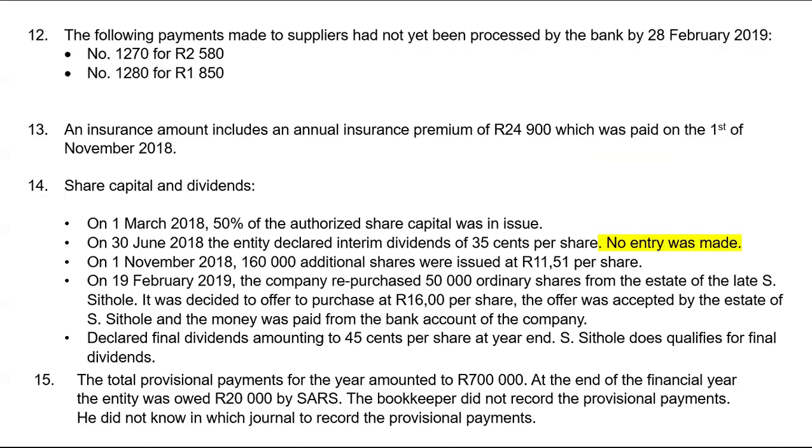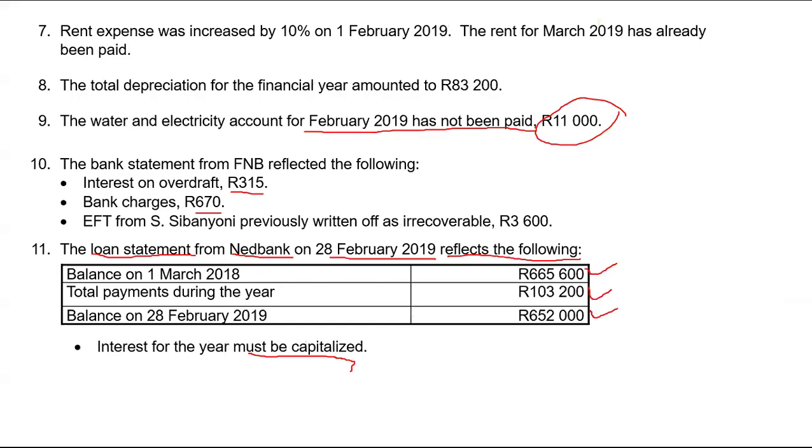Then they say the following payments made to suppliers had not been processed by the bank on the 28th of February 2019. This is my second time seeing bank because they also spoke about the bank statement here, reflecting the following. Interest on overdraft will decrease our bank. Bank charges will decrease our bank balance. And the money that was received from a debtor that was written off will actually increase our bank. I want to check what type of balance we have.